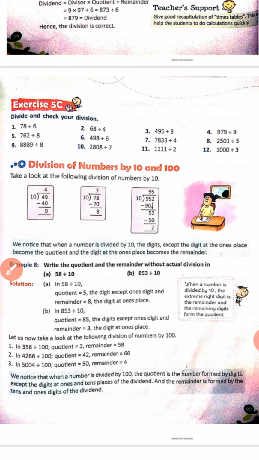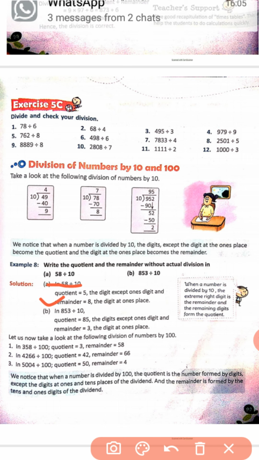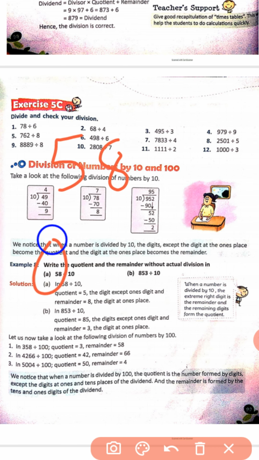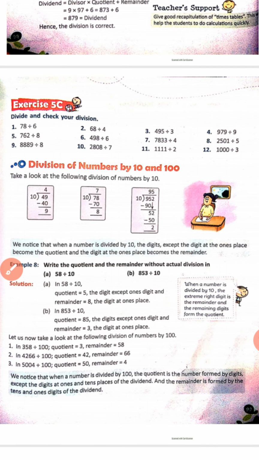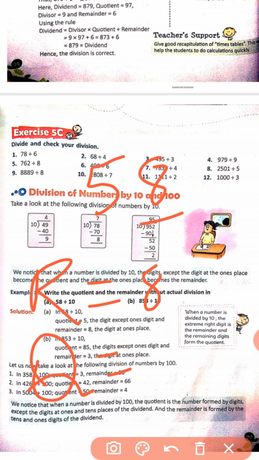We can see another example also, 58 divided by 10. Easily we can find the quotient is 5 and the digit at the ones place, which is the remainder, is 8. So in 58, the ones place digit will be the remainder and the remaining digit will be the quotient.